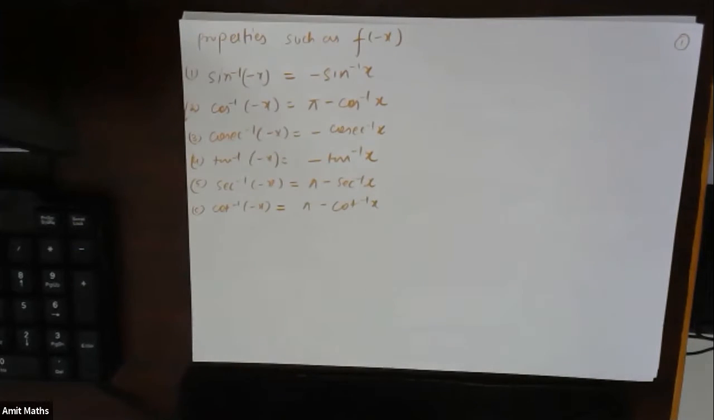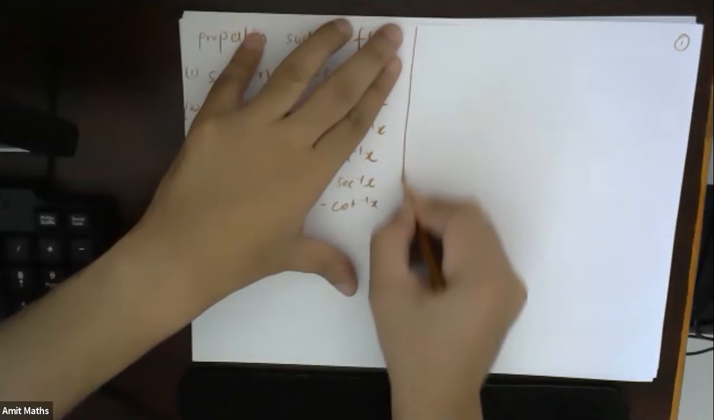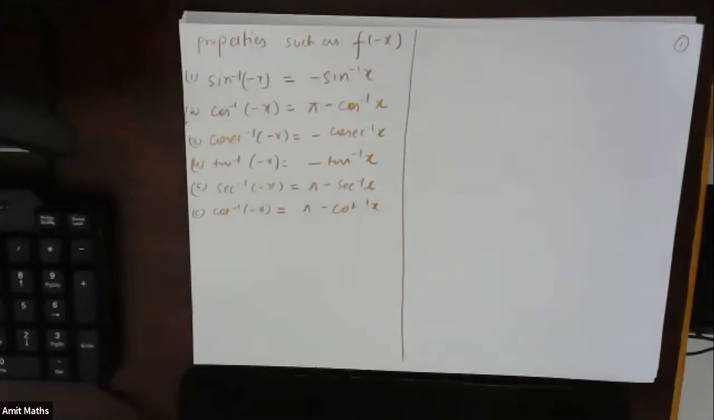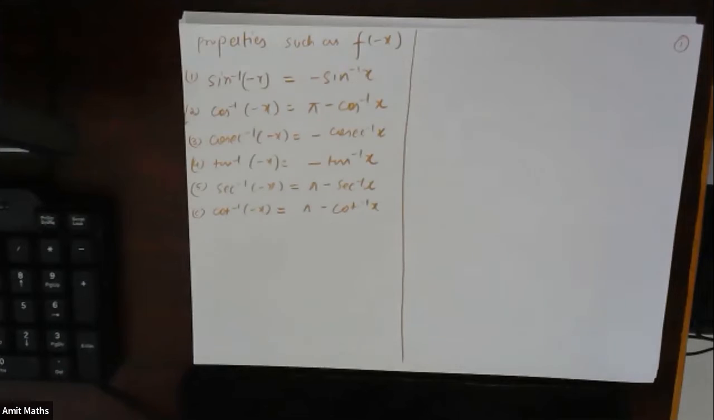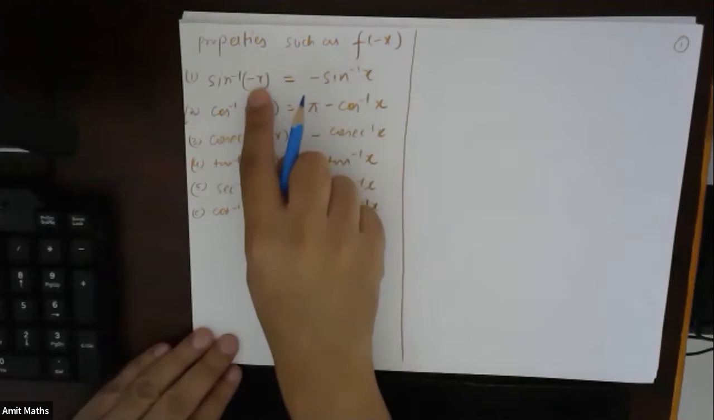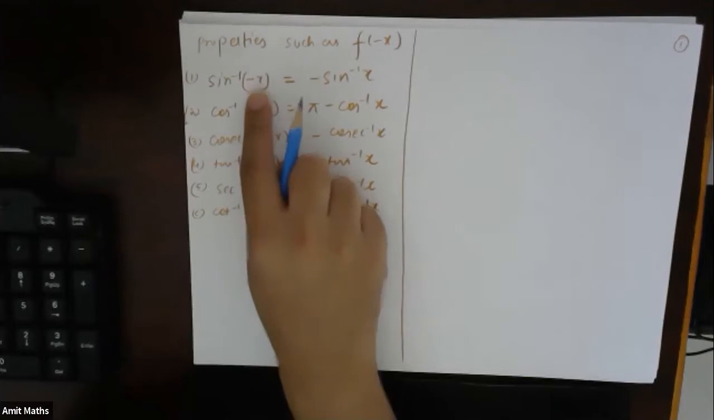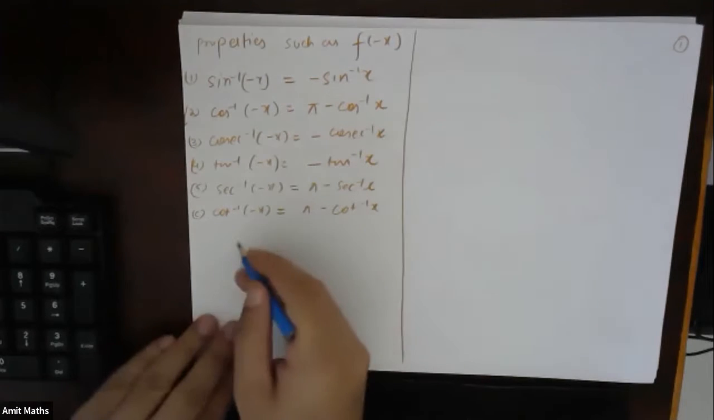These are the properties we have seen in the last class, right? So this was for minus, and now we will do the properties related to 1 by x. For the first one, x belongs to minus 1 to 1. For this one also, x belongs to minus 1 to 1. For this one, x belongs to its original domain, right?